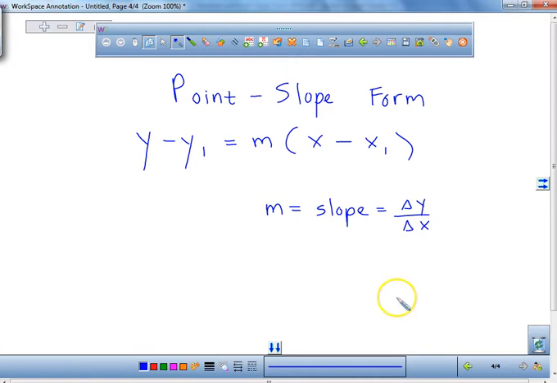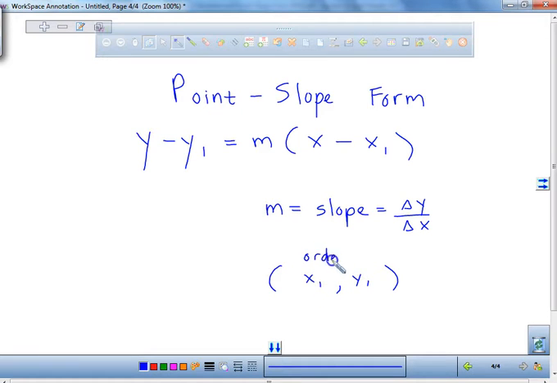Okay? Now, what looks different in this formula versus other formulas? What do you guys see that looks different that you're not used to seeing? It has 2 y's, 2 x's. But notice, this says y1, and that says x1. So when you're labeling a point, x1 is your x coordinate, y1 is your y coordinate. So this right here represents an ordered pair.